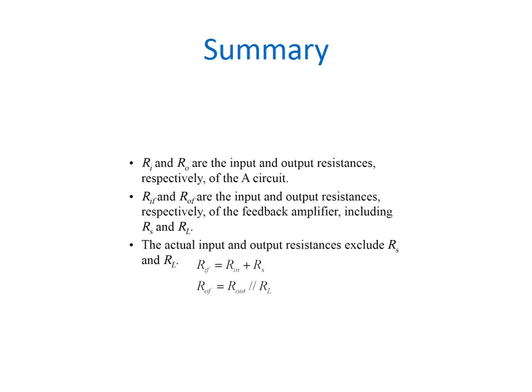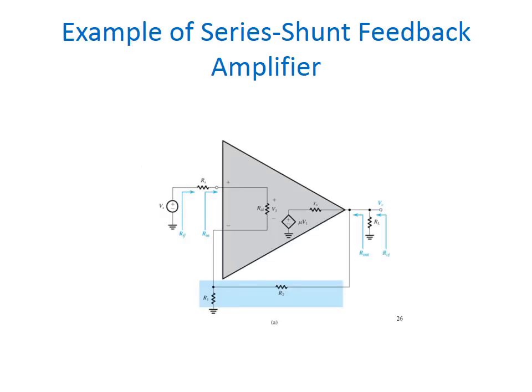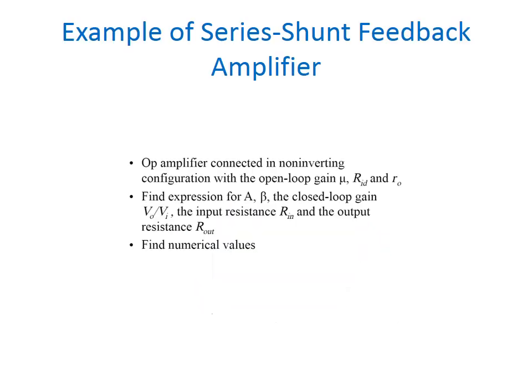So the overall summary of this amplifier is, here we are able to calculate the Ri and R0 values for the A circuit as well as RIF and R0F, including source resistance and load resistance, but the actual input and output resistance can be calculated by excluding the source and load resistance, that is RIF equal to Rin plus Rs, R0F equal to Rout parallel with RL. This is the example of a series amplifier.